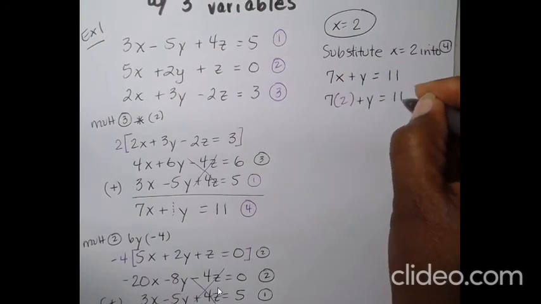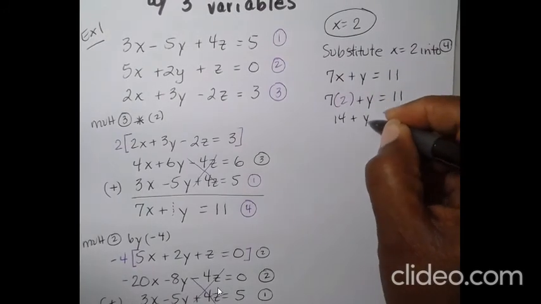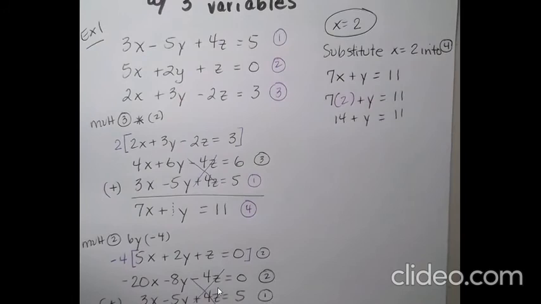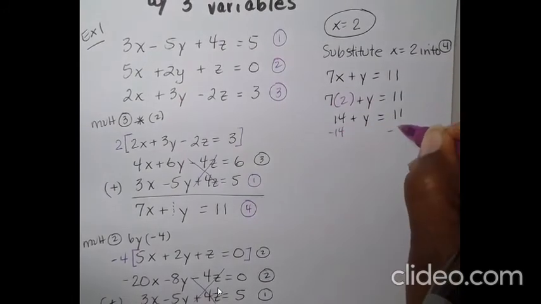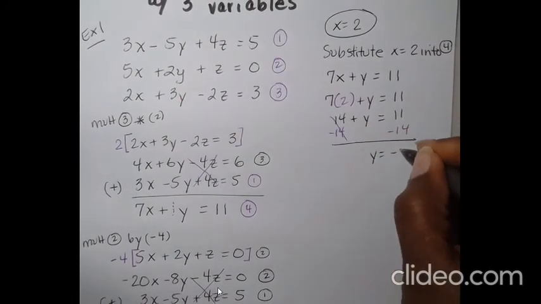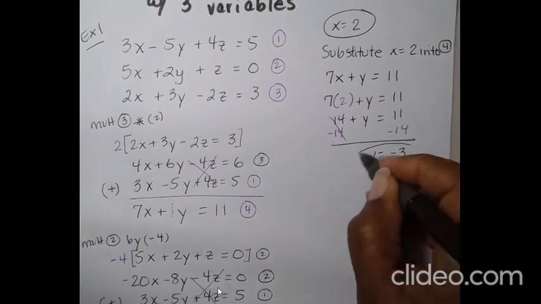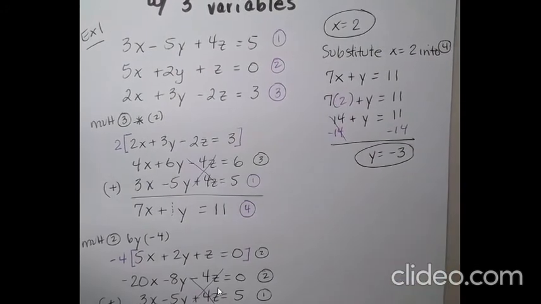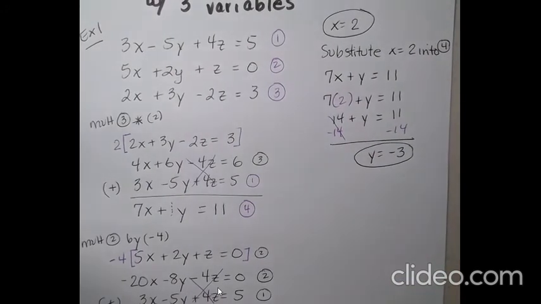Solving for y, 14 plus y equals 11. We're subtracting 14 from both sides. So y equals negative 3. Now we've got two variables. We've got x equals 2. We've got y equals negative 3.